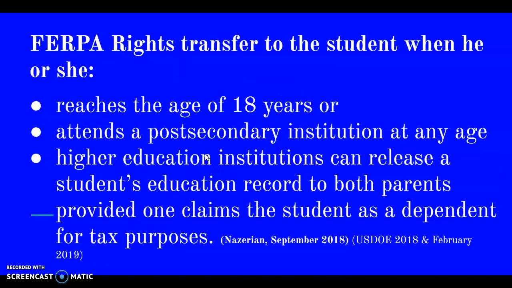FERPA rights transfer to the student when he or she reaches the age of 18, or attends a post-secondary institution at any age. Higher education institutions can also release a student's educational record to both parents, provided one claims the student as a dependent for tax purposes. However, there are some papers that need to be filled out for that to happen.